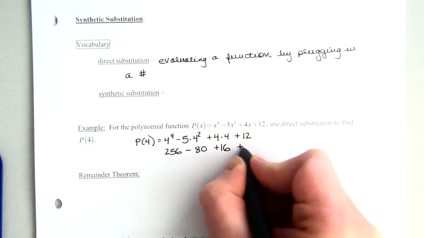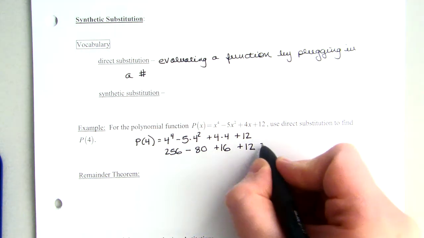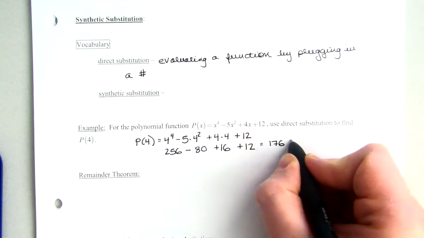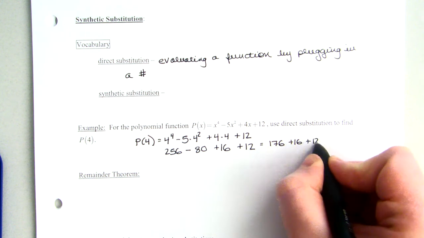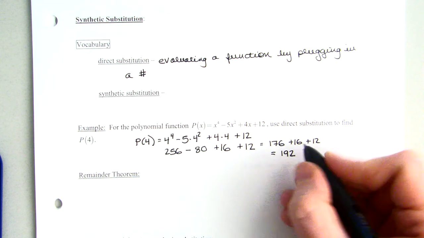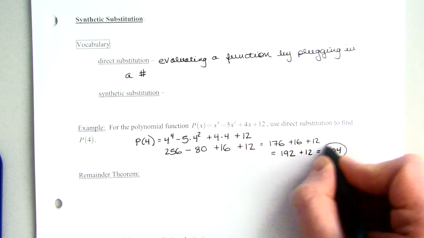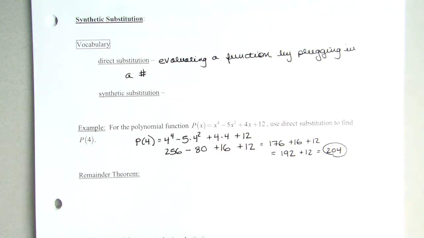plus 16 plus 12. Well, 256 minus 80 is 176 plus 16 plus 12. 176 plus 16 is 192, I believe. Plus 12, I think, should give you 204. A little bit of a pain to deal with by hand. The numbers are a little unpleasant. But this is direct substitution. This is not what you're going to be doing in your homework.